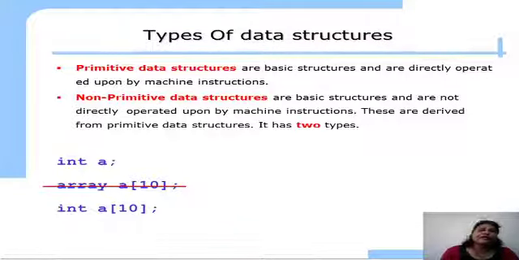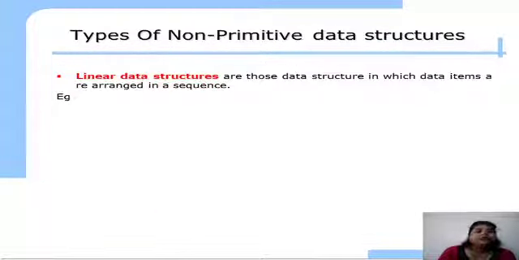For example, you declare a variable integer directly, but if you want to declare the array, that is non-primitive, you have to use the primitive data structure to define that non-primitive data structure. There are two types of non-primitive data structure: linear and non-linear. So what is a linear data structure? A linear data structure is one having a linear relationship, and the non-linear data structure is one having a hierarchical or non-linear relationship.